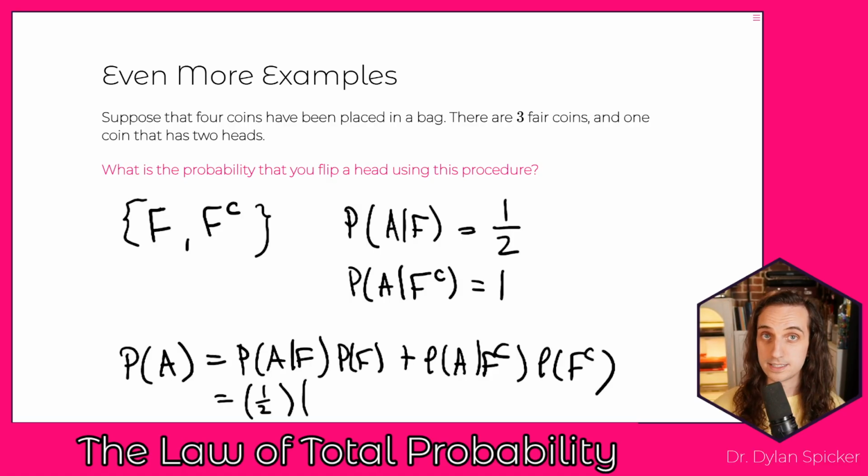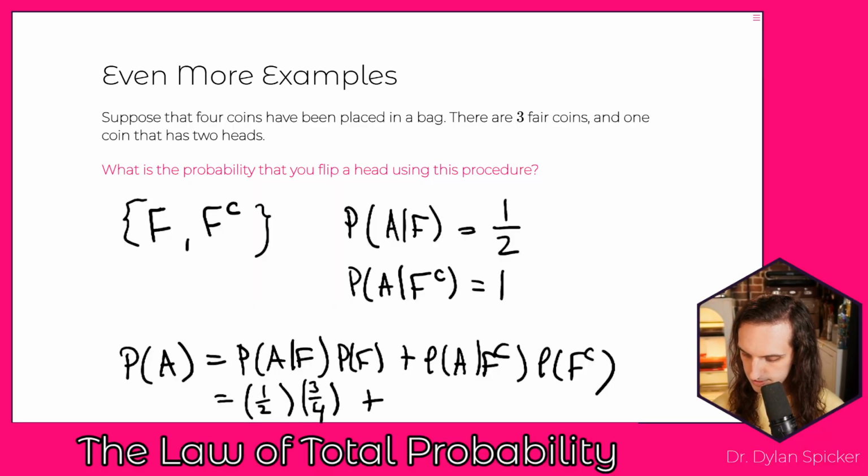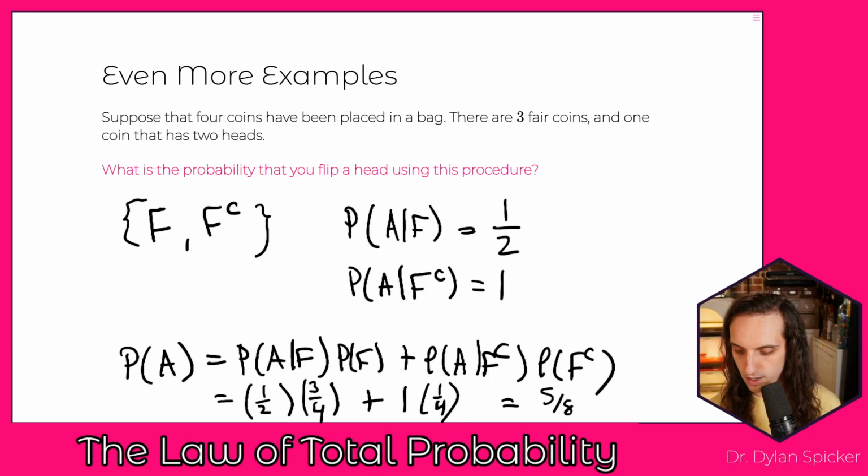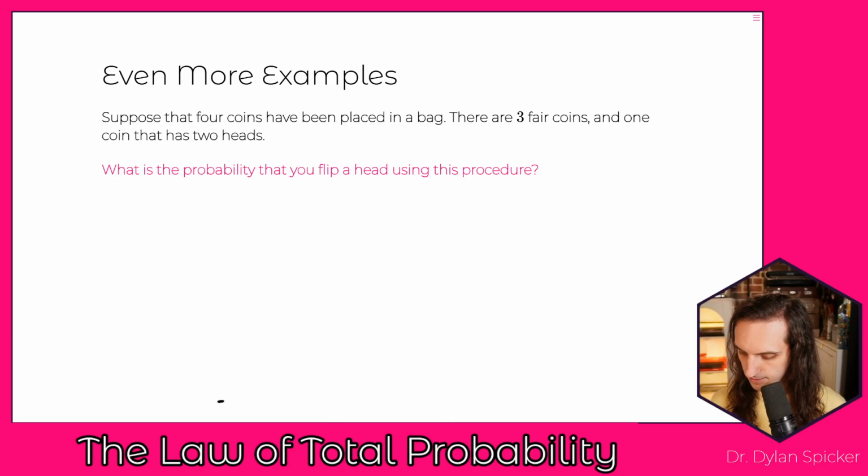Probability of F, right? We know that 3 of the 4 coins are going to be fair, so that's 3 out of 4, plus 1 times 1 out of 4. Okay, and so then that's going to be 5 out of 8, I think, if the math is done correctly there. Okay, and so we can walk through this argument again a little bit more completely.